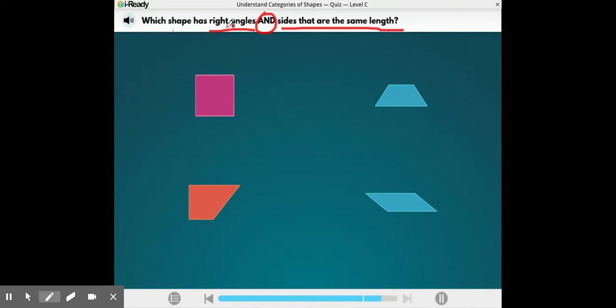All right, we're looking for right angles. We have squares which have right angles. All of the angles, in fact, in a square are right. And does a square have sides that are the same length? Sure does. So that's an option, but we've got to look at the rest. Here's a trapezoid. It does not have any right angles. This angle is bigger than a right angle, and this angle is smaller than a right angle. Bigger, smaller, no right angles. That means we can get rid of it.